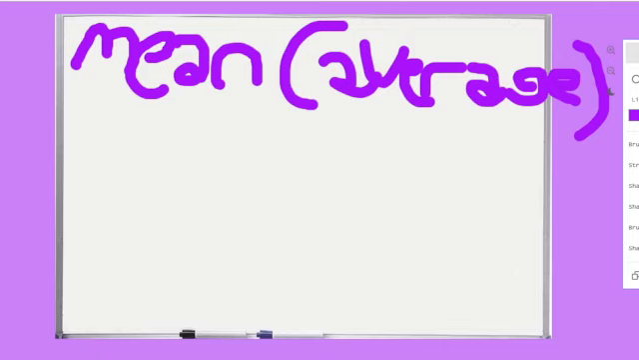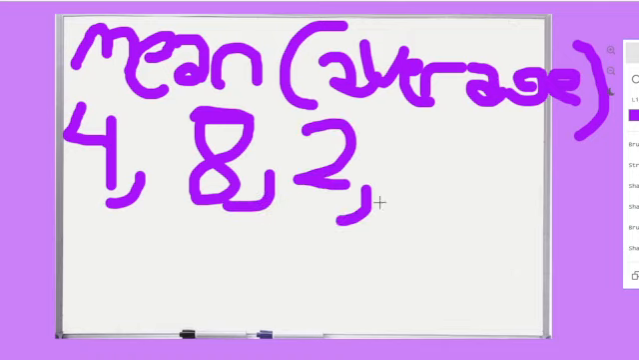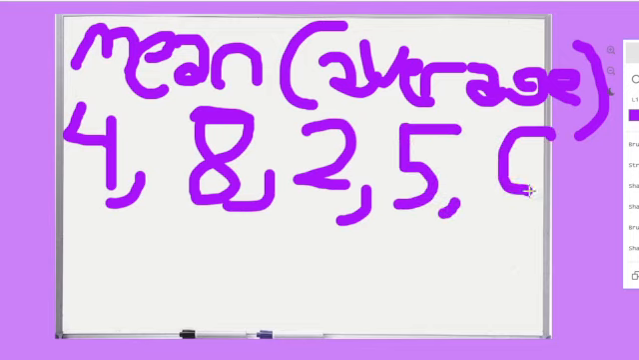And the following sets of numbers: 4, 8, 2, 5, and 6. Basically, you have to add all of them up.